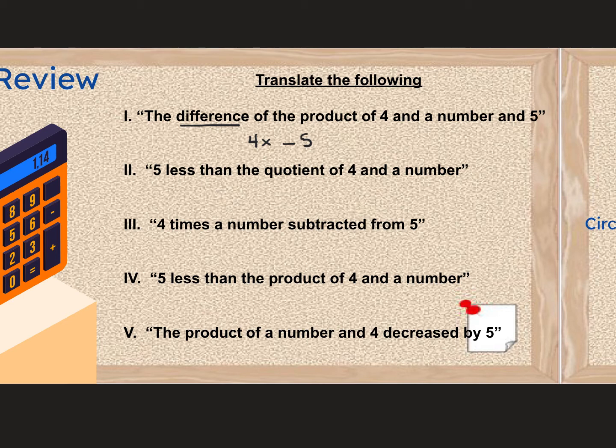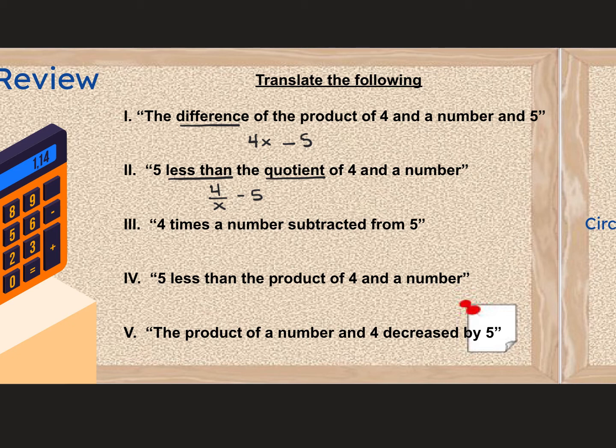For the second one, 5 less than the quotient of 4 and a number. So we know the overall operation is subtraction, because remember, it's that turnaround word. We have the quotient of 4 and a number, so that's 4 divided by x, minus 5, because 5 is less than. For number 3, we have 4 times the number subtracted from 5.